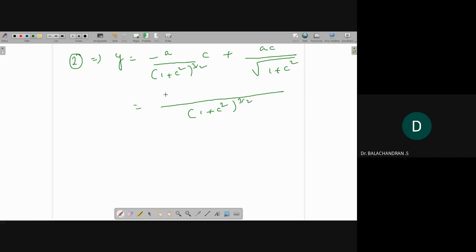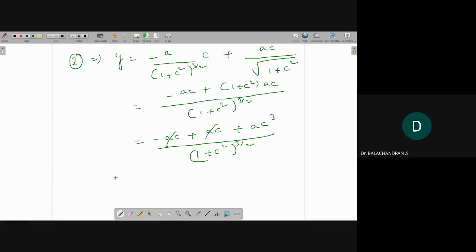we get minus AC plus (1 plus c square) into AC. So this is equal to minus AC plus AC plus AC cube, divided by (1 plus c square) whole power 3 by 2. So this is y. Y equal to what? Y equal to AC cube divided by (1 plus c square) whole power 3 by 2.